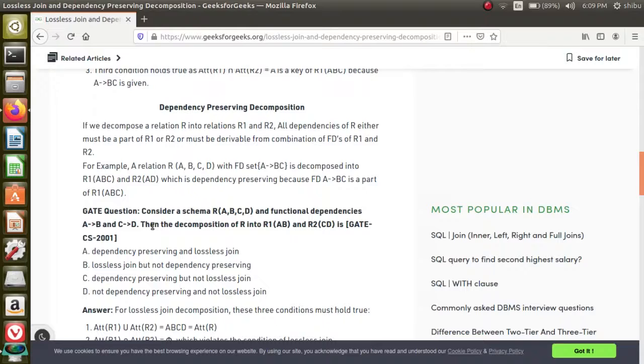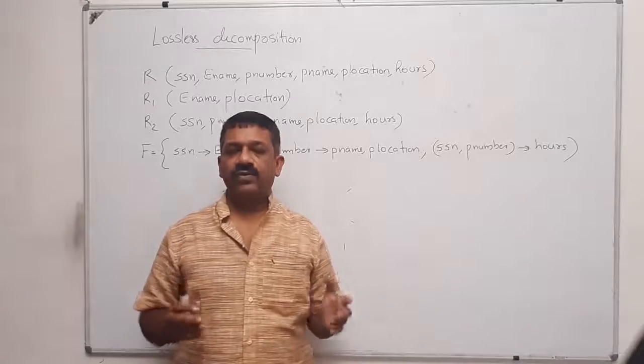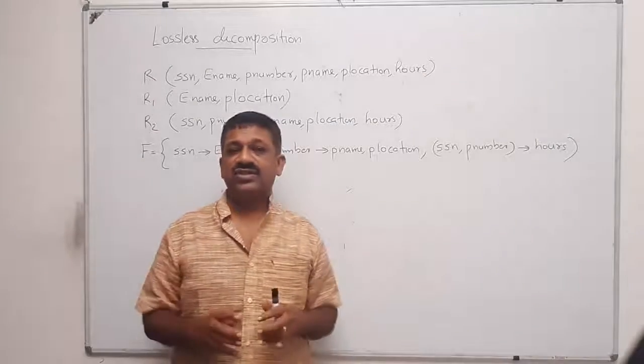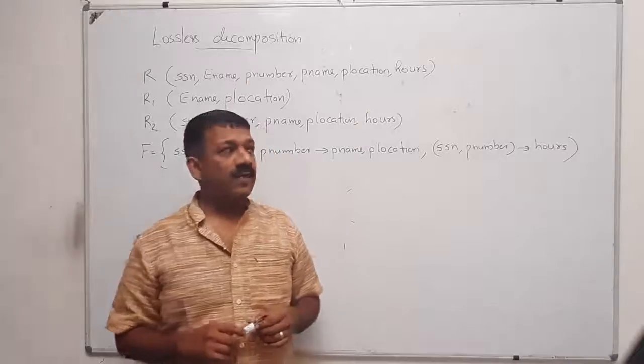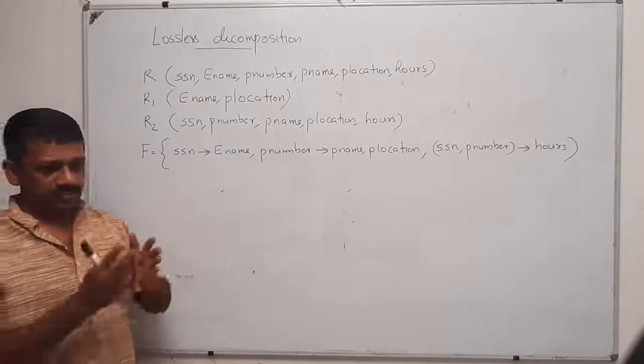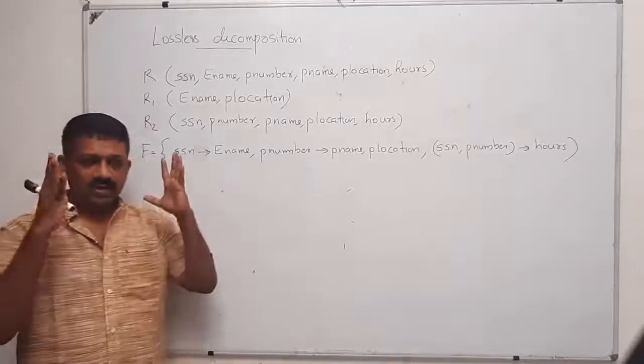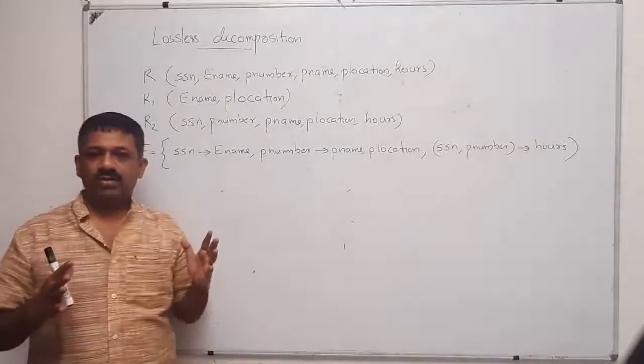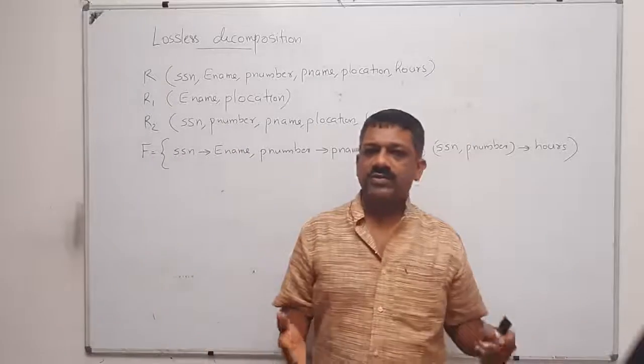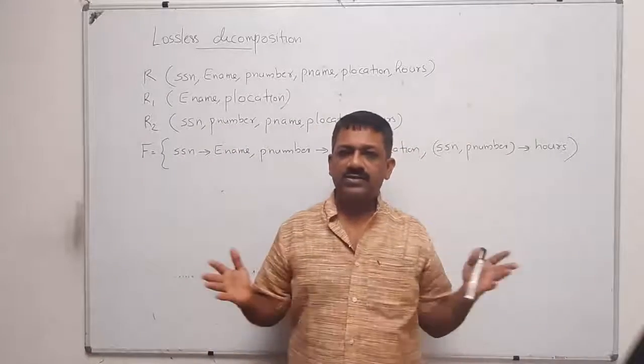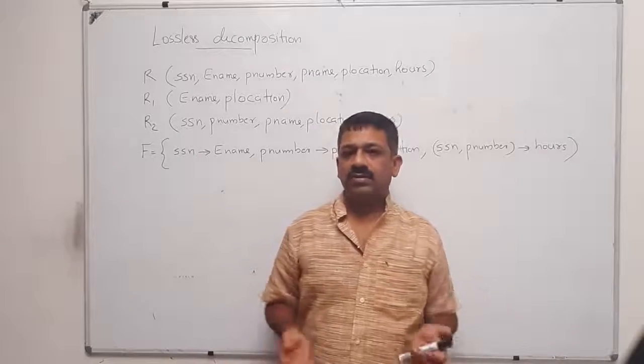For example, a relation ABCD with functional dependency A derives BC is decomposed into R1 of ABC and R2 of AD, which is dependency preserving because A derives BC is a part of relation R1 (ABC). And we are going to check whether a decomposition is lossless or not. That means when you are splitting a table, the resultant tables should be lossless. If it is lossless, you can go for that, and if it is lossy, then you cannot do that.